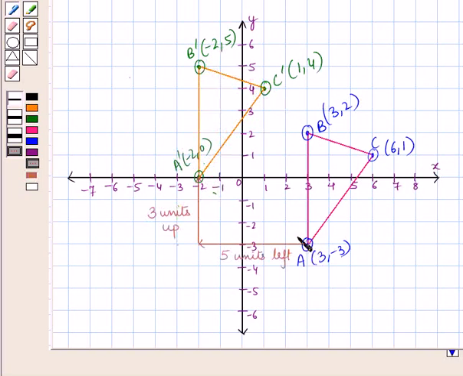From here you can see that when we move the point A 5 units left and 3 units up, then we get the point A dash. Similarly, if we move the points B and C 5 units left and 3 units up, then we get the points B dash and C dash respectively. So, we have translated the coordinates A, B and C of this triangle moving 5 units left and 3 units up. And here, the triangle A dash, B dash, C dash is the required image after translation. And this is the solution of the given question.